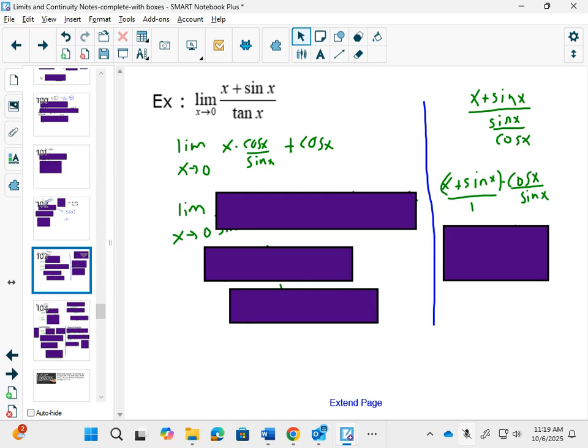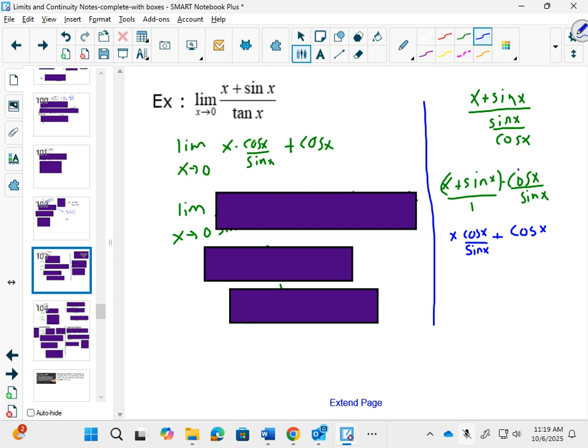And if I distribute, I would get x times cos x over sine x plus, and here my sine x's would cancel out, because I've taken this part here and I distribute it to both of them.